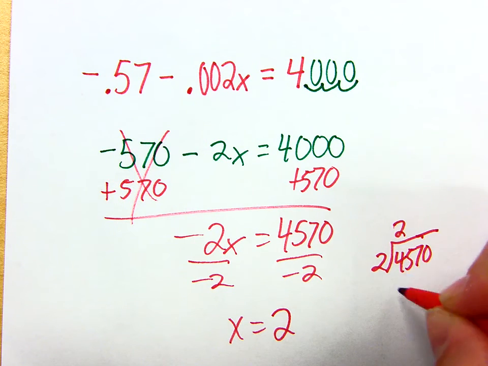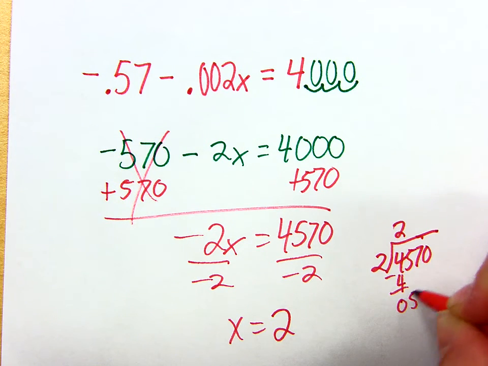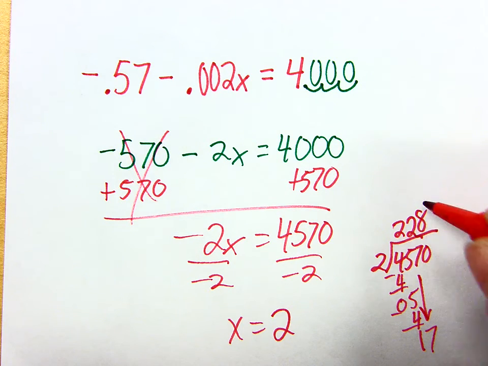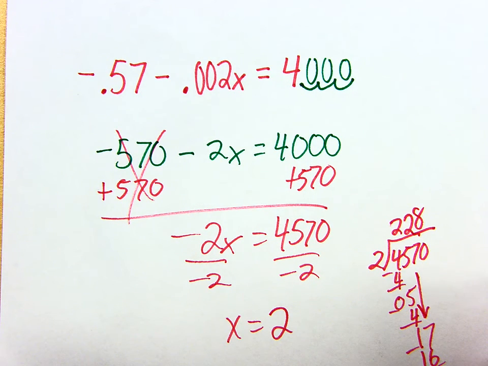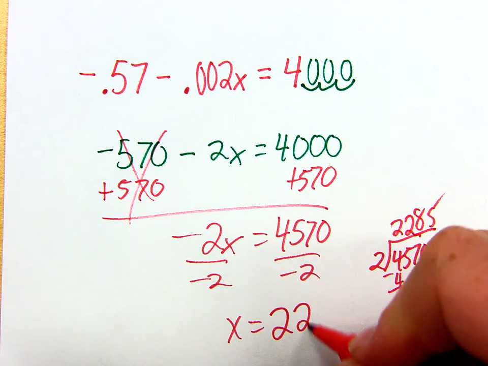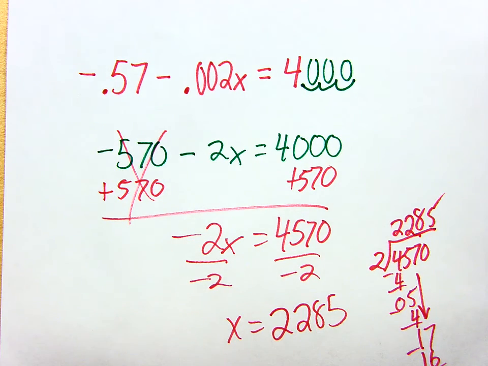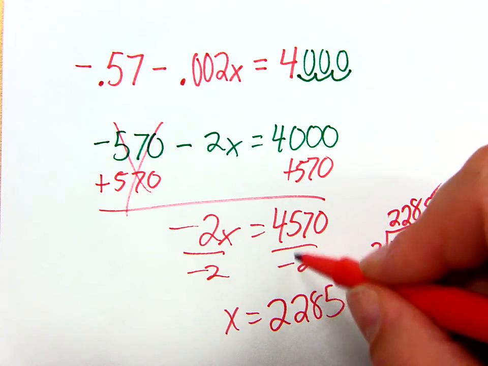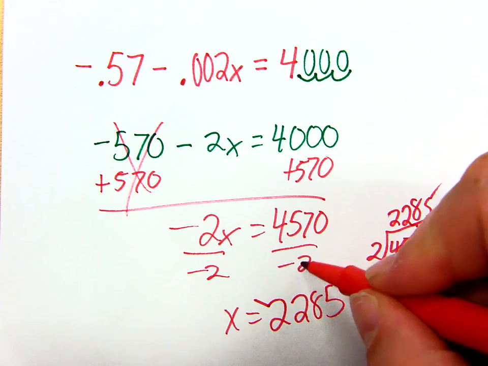2 goes into 4 twice. Bring down the 5. It goes in 2 more times. 4. Bring down the 1. 17. 2 goes into 17 8 whole times. 16. 5. 2285. But what do I have to keep? It's negative, right? Because I did a positive divided by a negative.